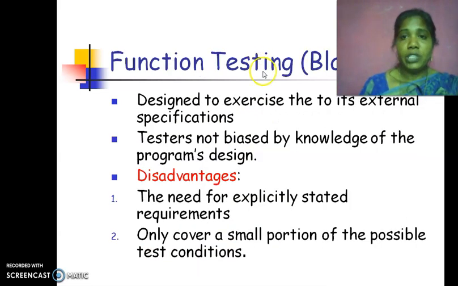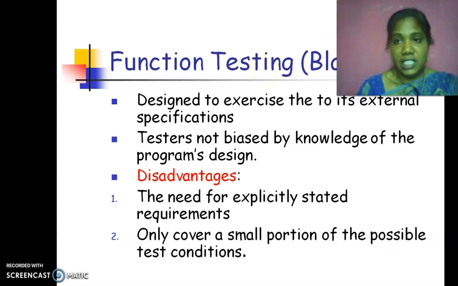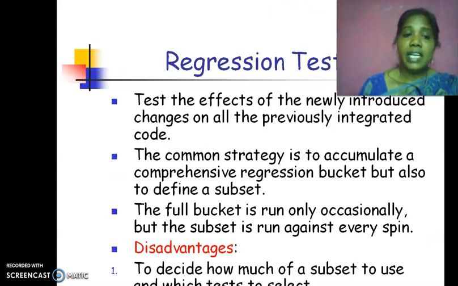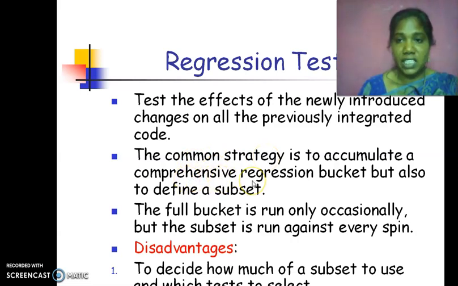So before you can go into black box testing, there is equivalence testing or boundary value analysis. Next is regression testing. Regression testing covers newly introduced changes on all the previously integrated code. The common strategy is to accumulate a comprehensive regression bucket, but also define a subset.